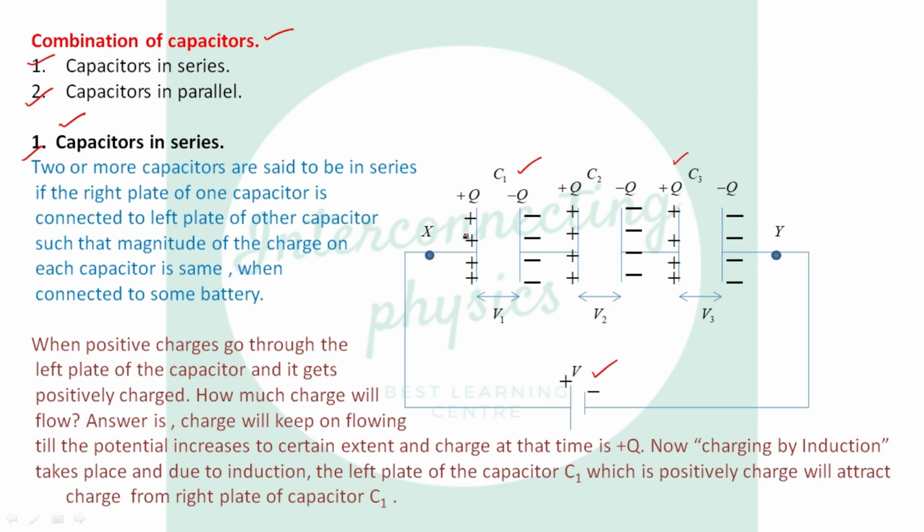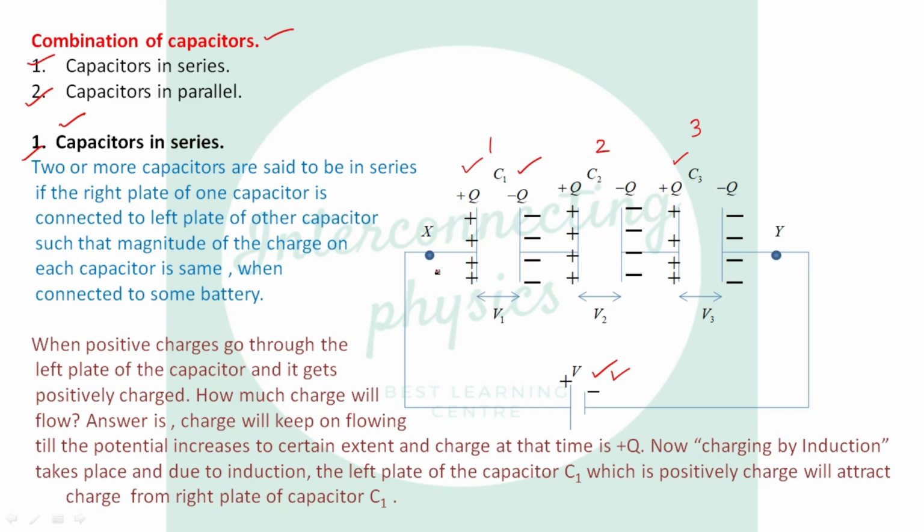Let us suppose we have three capacitors, 1, 2 and 3. They are connected in series and they are connected to some source whose potential is V. Now when these capacitors are connected to some battery, the positive charge will keep on flowing and the left plate of capacitor 1 becomes positively charged. And how much charge will flow here?